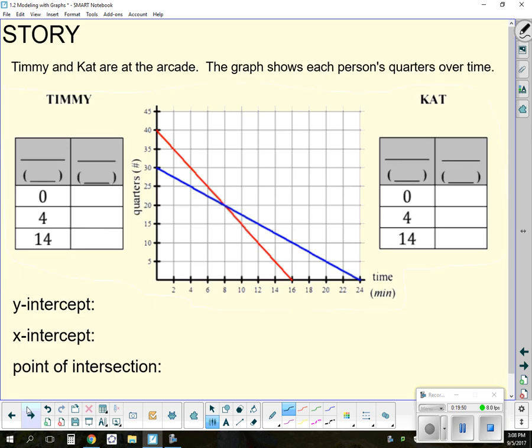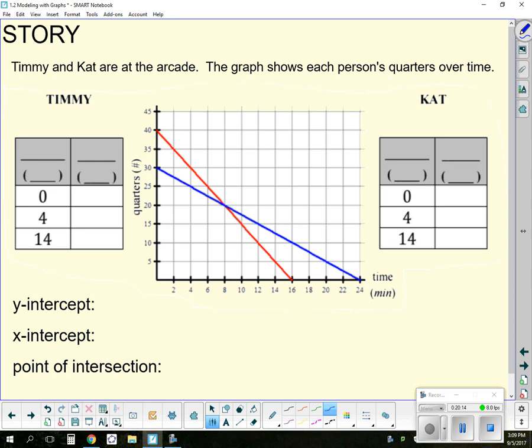Story time. Timmy and Kat are at the arcade. The graph shows each person's quarters over time. So obviously the longer they're spending at the arcade, the less quarters they're going to have because they're playing games and spending them. So for Timmy, here's his chart. Kat, her chart will be over here.